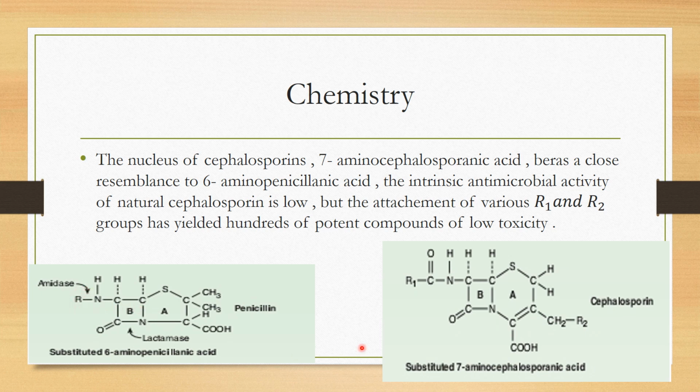contains an R group. Similarly, in cephalosporins, instead of a 5-membered ring, there is a 6-membered ring, and it also contains sulfur. A beta-lactam ring is also present in cephalosporins, and the difference is that it contains 2 side chains, R1 and R2, and this whole structure is called 7-amino cephalosporanic acid. While in the case of penicillin, this structure is called 6-amino penicillanic acid. The nucleus of cephalosporins, 7-amino cephalosporanic acid, bears close resemblance to 6-amino penicillanic acid.